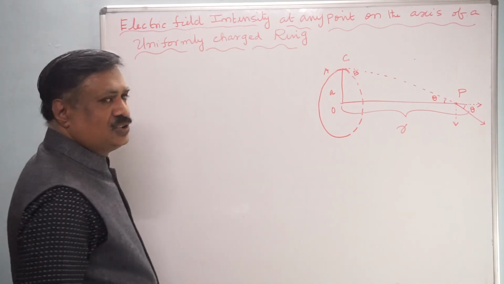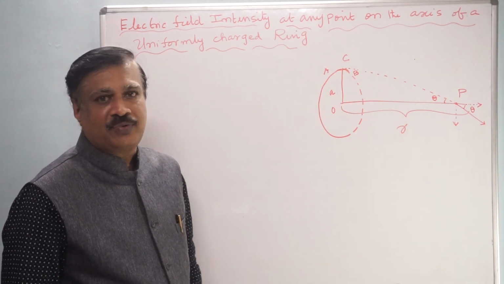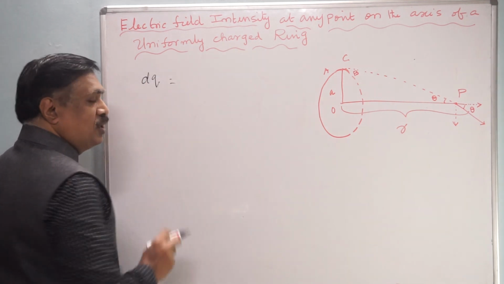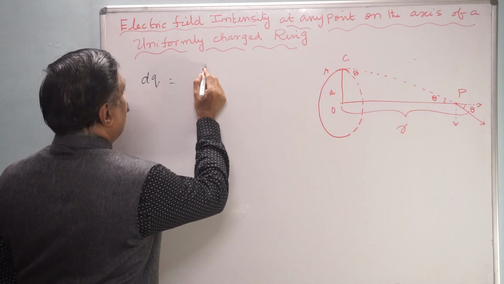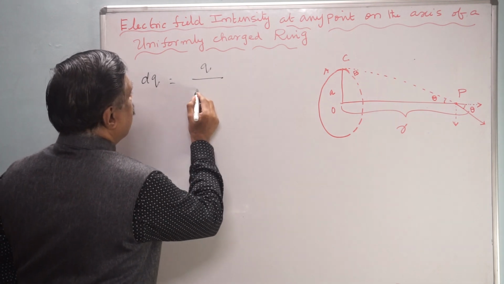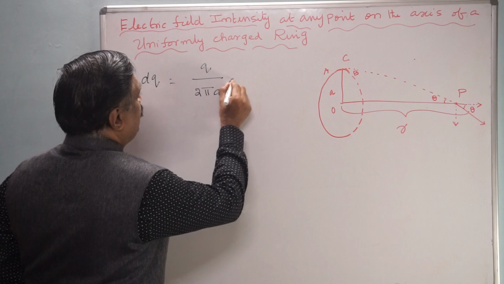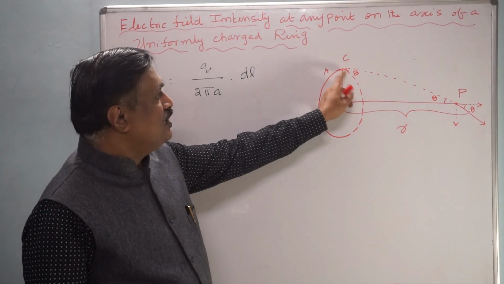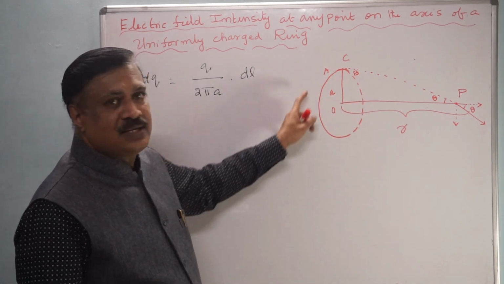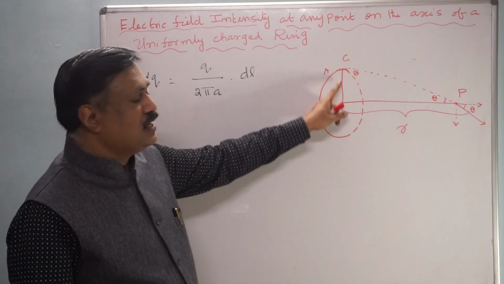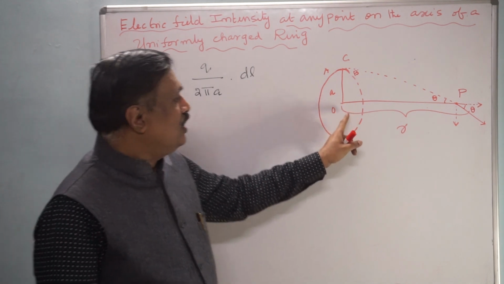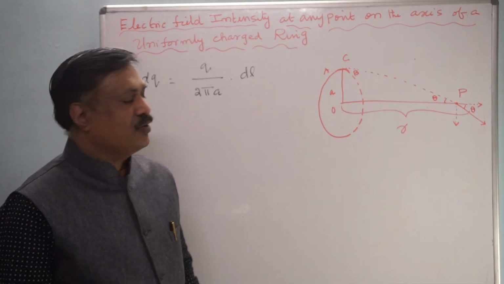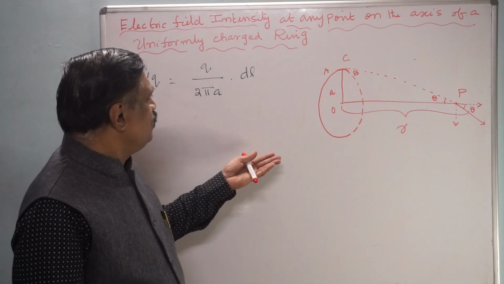Now, what is the charge for this element? You can take dq, that means a small amount of charge, dq equal to q divided by 2 pi a into dl. Here dl is the length of this AB, and 2 pi a is the circumference, because a is the radius of the ring and r is the distance of our point from the center of the ring. Now, next what to do?